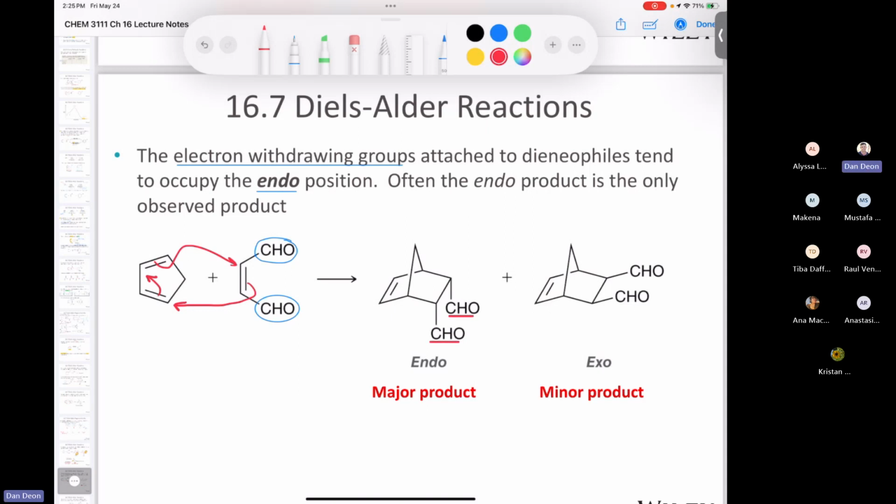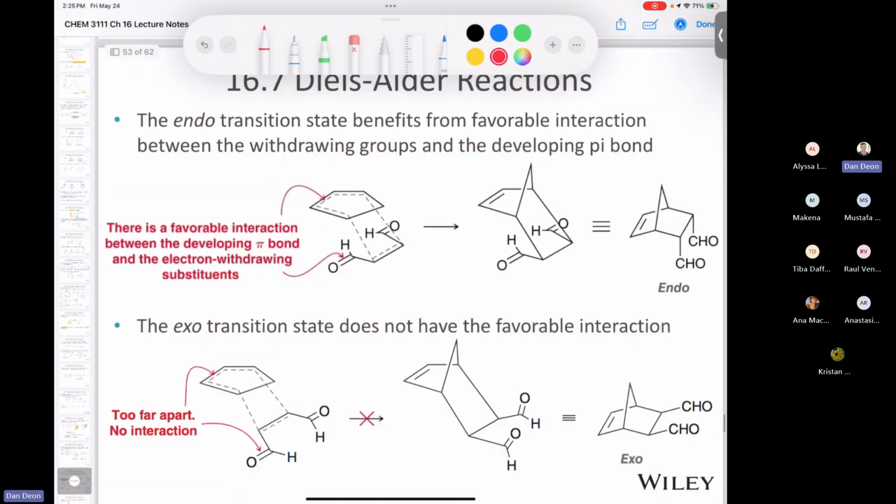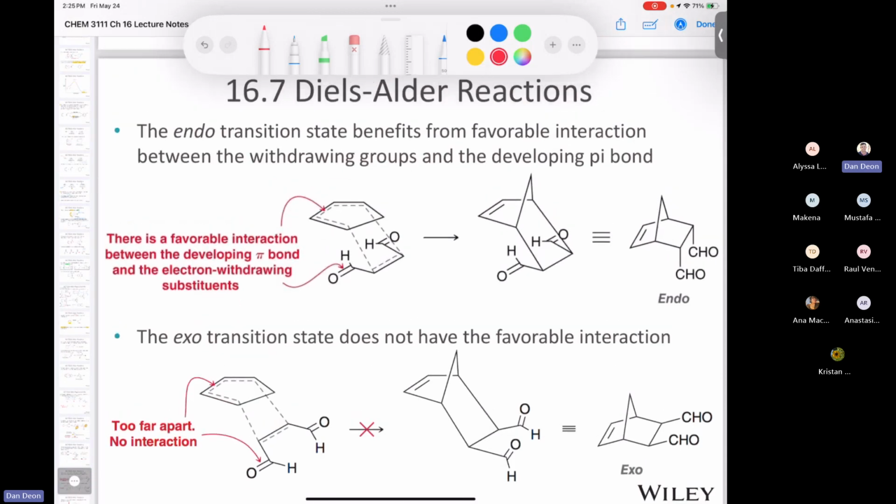Now, if you're wondering, well, why would that be? Our book goes into some detail, but not a lot of detail. This is our slide. This is kind of what we go off of. If you go through the endo transition state, and that's shown up here, down at the bottom is exo, so don't worry about that yet.